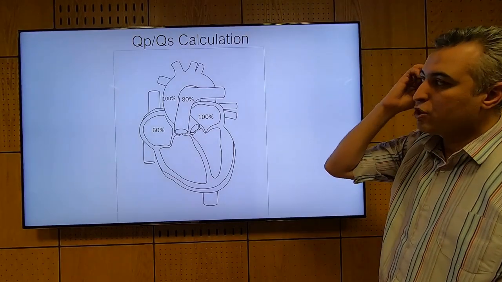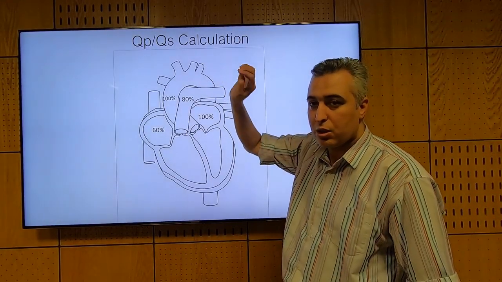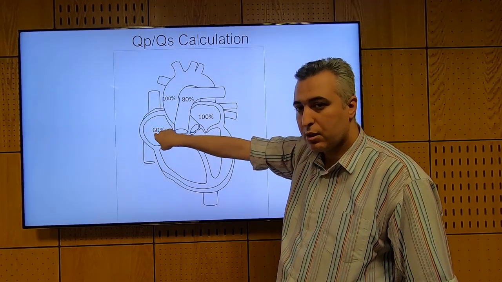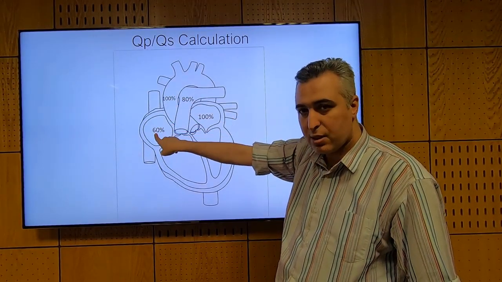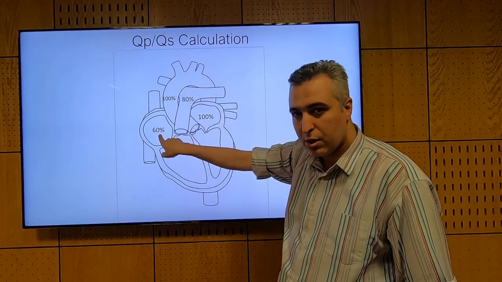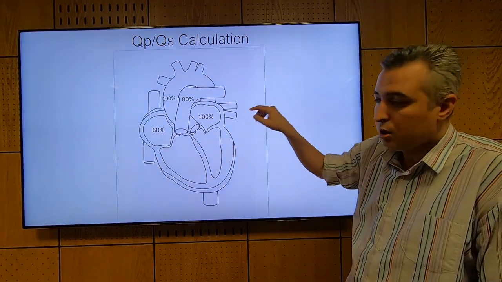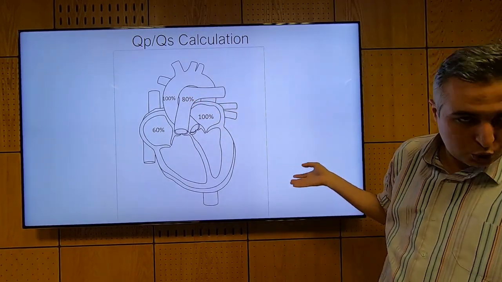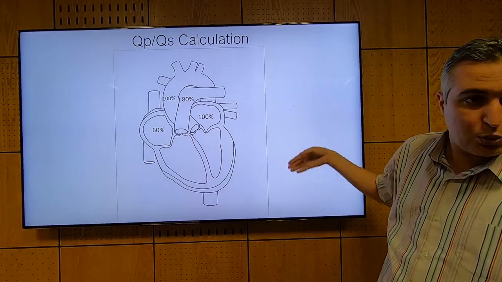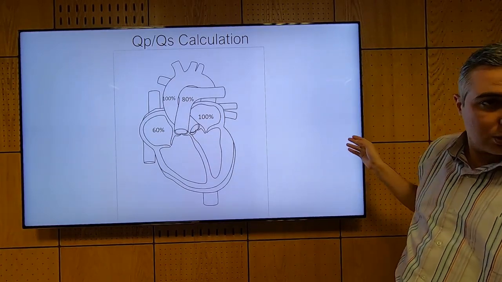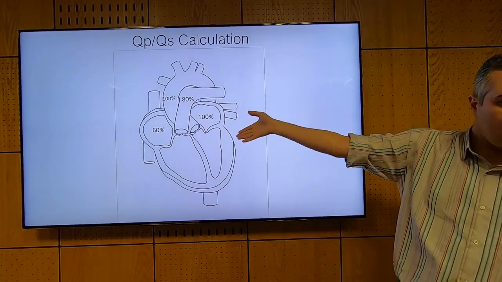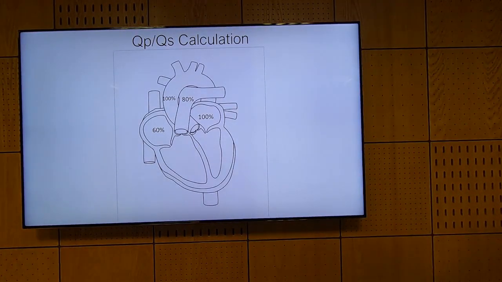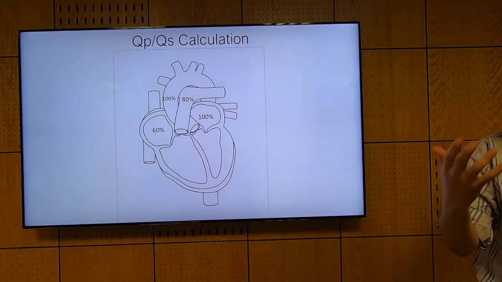Again, we measure the saturation difference across the systemic circulation: saturation in the aorta minus saturation in the mixed venous, so this is 40. So 40 divided by 100 minus 80, which equals 20. So 40 divided by 20 equals 2. So the QP/QS in this patient is 2 to 1. The amount of pulmonary blood flow is two times higher than the amount of systemic blood flow.